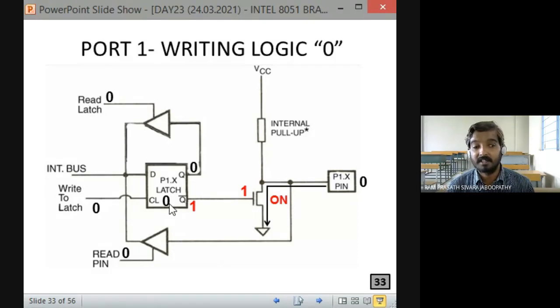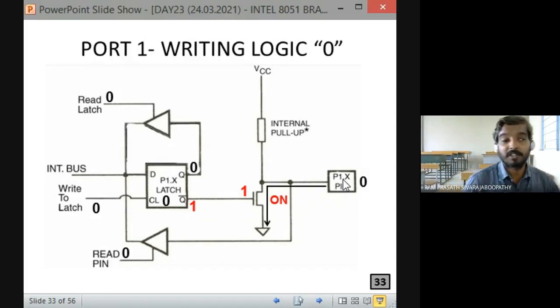What logic do we have to write in the port latch? 0. What is getting reflected in the pin? 0. I hope writing logic 0 is understood by everyone. Is this operation clear to everyone? Okay. Now you people can take a screenshot. So we have written 0 in the latch, so we get Q bar as 1. The transistor turns on, so this path is almost a short circuit. That means this pin is at logic level 0. That's all.